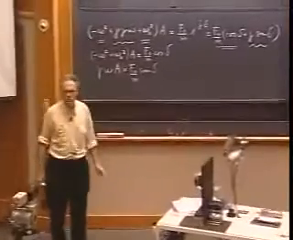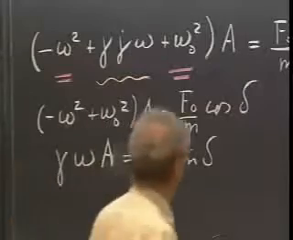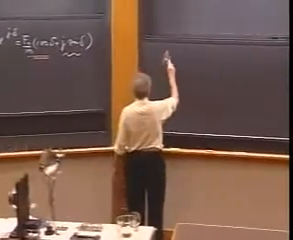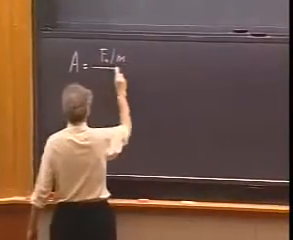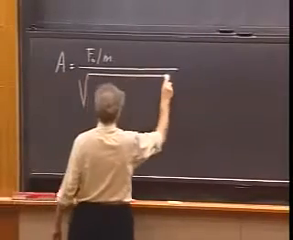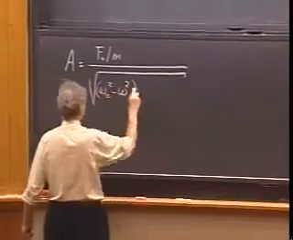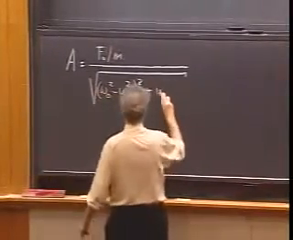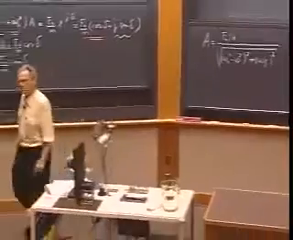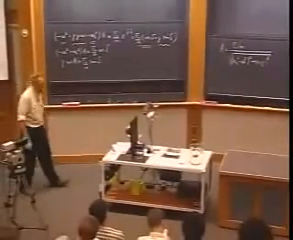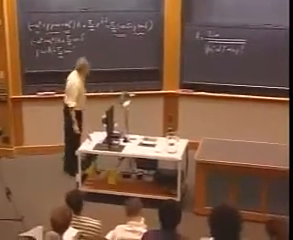If you square them, then you get sine squared delta and cosine squared delta. You add them up, that's 1. And so that immediately gives you what A is. So A is going to be f0 divided by m upstairs, and downstairs you're going to get the square root of omega 0 squared minus omega squared, squared, plus omega gamma squared. So this is the amplitude of the object. We'll talk about this for at least the next 10 minutes. It's a very complicated function. We want to see through that equation what it actually means.